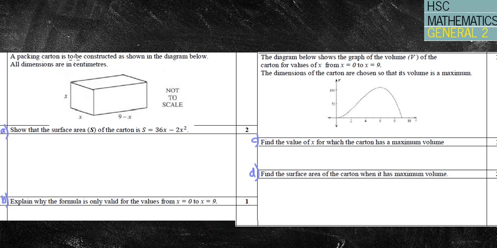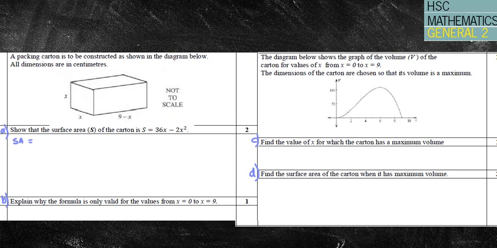I think it's the St. Catherine's of last year. A packing carton is to be constructed as shown in the diagram below. All dimensions are in centimeters. Show the surface area of the carton is 36x minus 2x squared. Okay, well, for surface area, we're going to be multiplying.